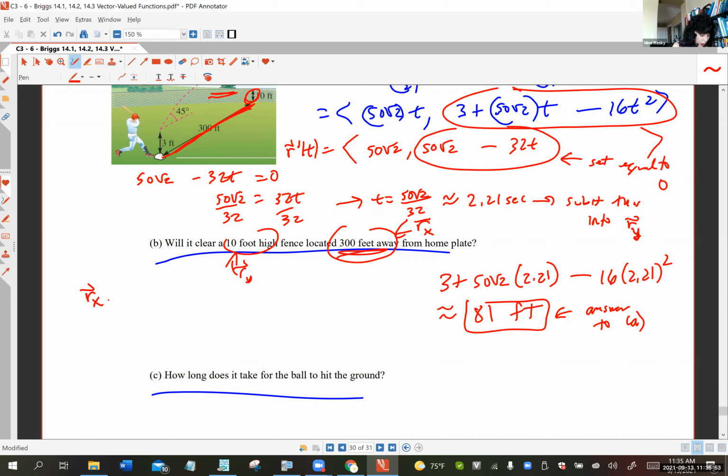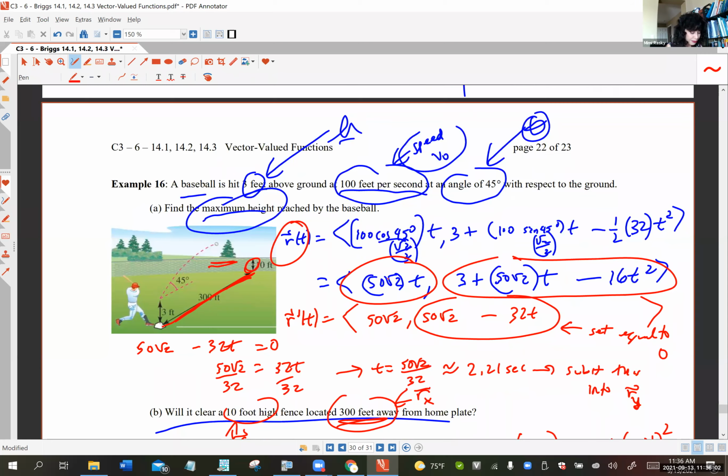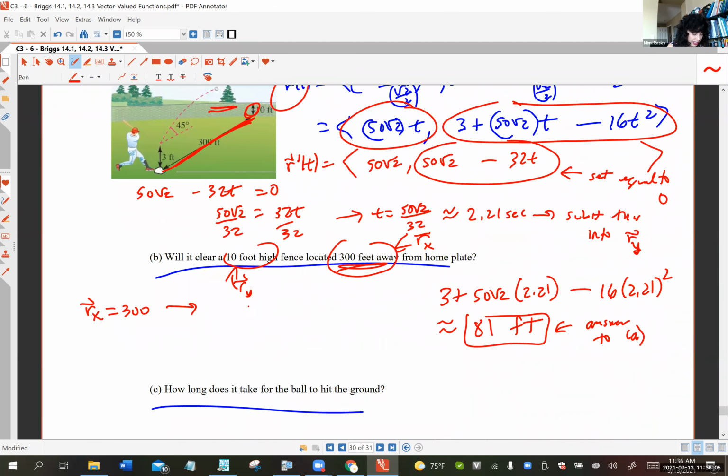So here's what we want. We want Rx to be 300. If you look at the position function, not the velocity, the original position function, and you look at his x component, you're basically saying you want 50 square root of 2 times time t to be 300 feet. You're going to solve for time by dividing both sides by 50 square root of 2. The exact time is 300 over 50 square root of 2, but if I plug that into my calculator, I get approximately 4.24 seconds. That's how long it takes for the ball to make it 300 feet away from home plate.